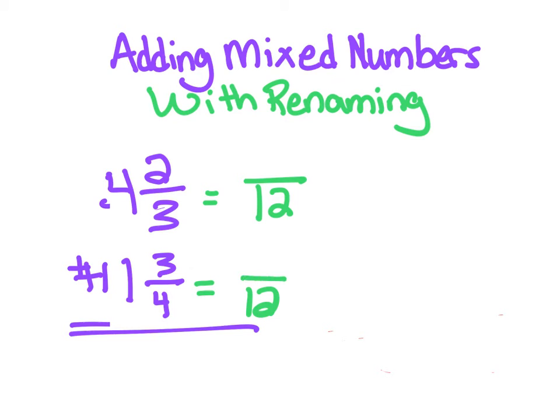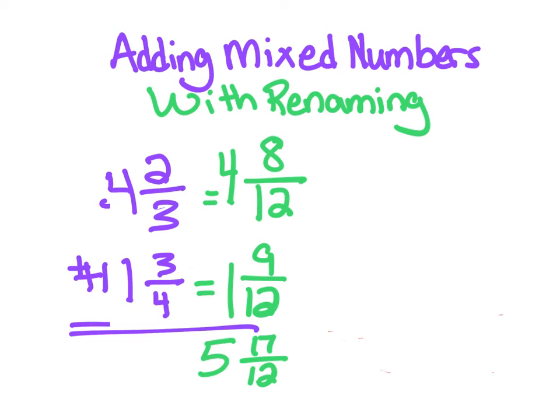So 1 3/4 becomes 1 9/12. In the top one, what times 3 gives me 12? That would be 4. 4 times 2 in the numerator would be 8. So this would be 4 8/12. Again, add the fraction part first. 8/12 plus 9/12 is 17/12. That's again an improper fraction. 4 plus 1 is 5.